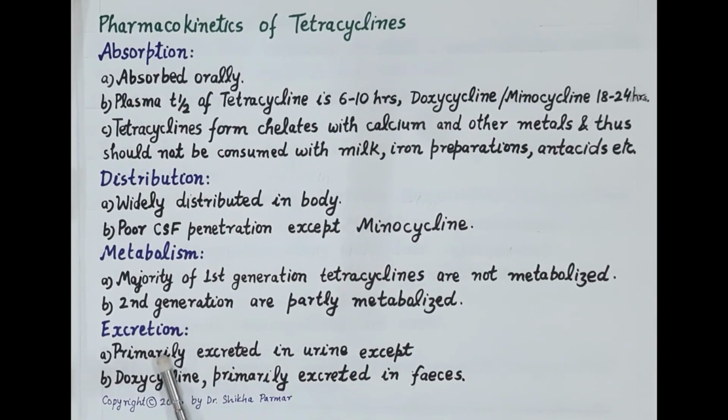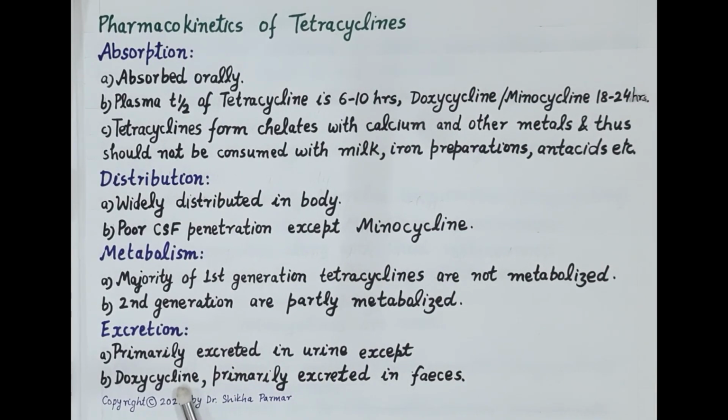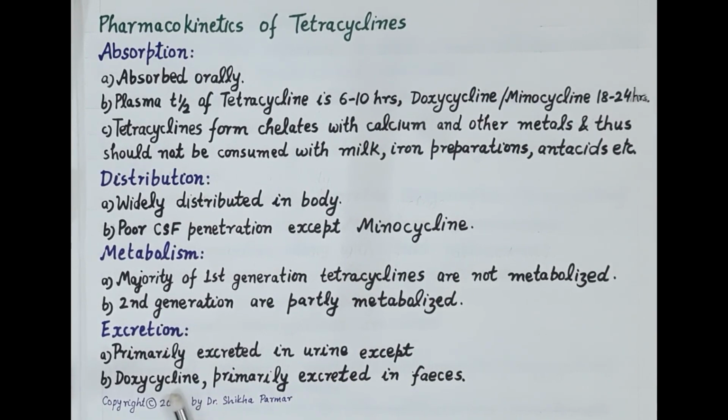Then excretion. Tetracyclines are primarily excreted in the urine. Now doxycycline. Doxycycline is primarily excreted in the feces. So very important. Doxycycline is the exception here, and as it is excreted in the feces, it is preferred in patients with renal dysfunction. So this is in brief pharmacokinetics of tetracyclines.